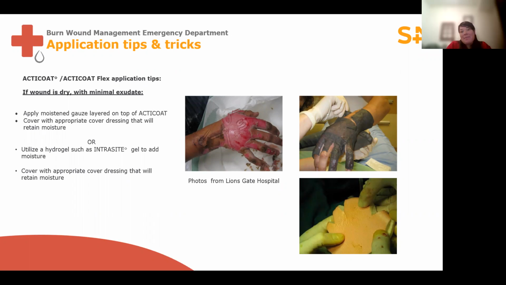Those are some excellent tips. Thank you for sharing them, Dr. Logzetti. And also, speaking about how this is a hydrophobic dressing, one of the tips is you can apply, as in this photo, the Intrasite gel down first to the burn wound. However, the importance of covering with a cover dressing that's going to maintain moisture within that wound, instead of a dry cover dressing that's going to evaporate.